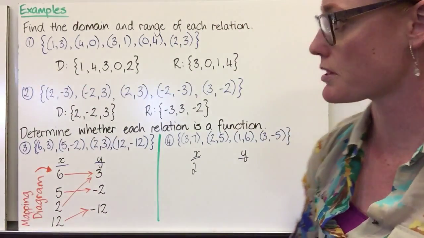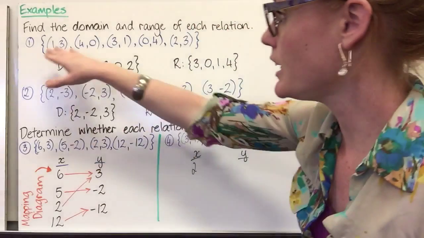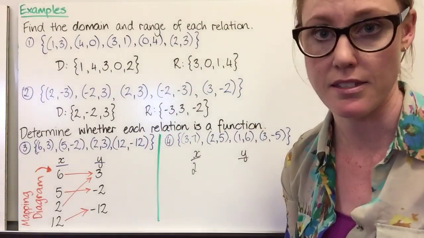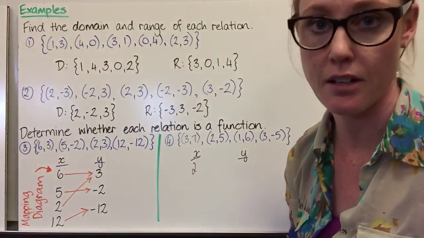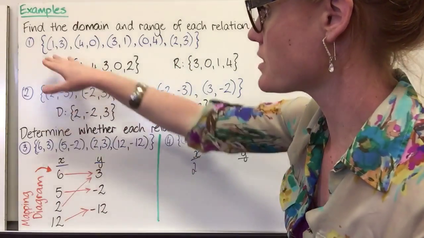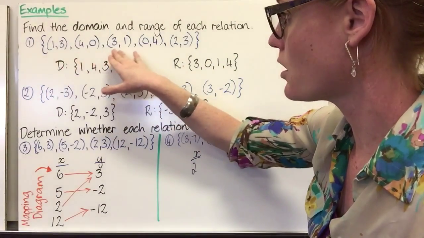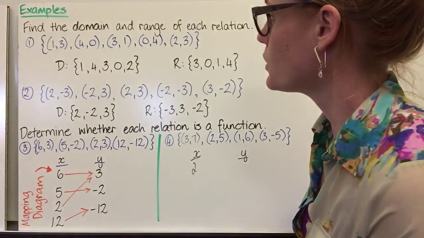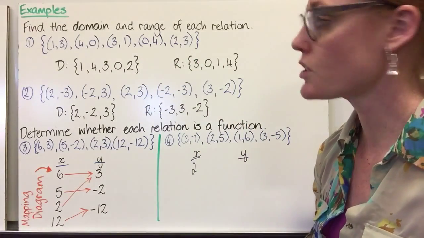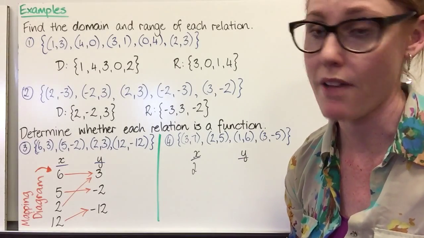So here are some examples. Find the domain and range of each relation. Here we have a relation. It is a set of ordered pairs, and we show that it's a relation by using these braces around each end. So our relation is (1, 3), (4, 0), (3, 1), (0, 4), (2, 3). In order to find the domain and the range of the relation, all we're going to do is separate those x and y values.